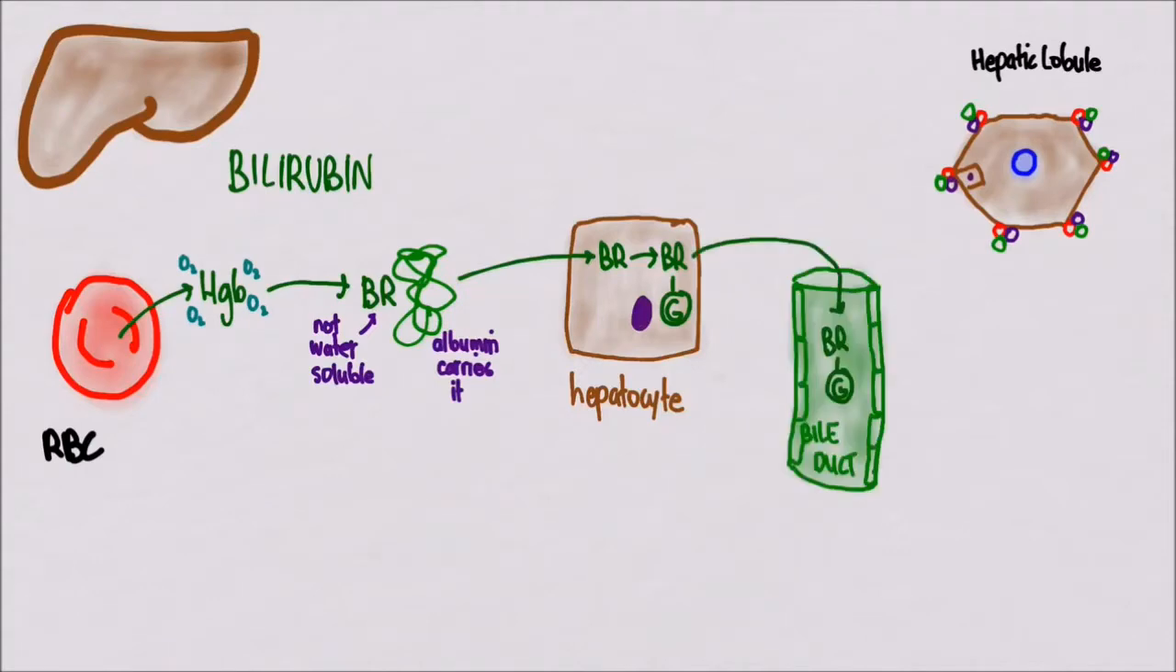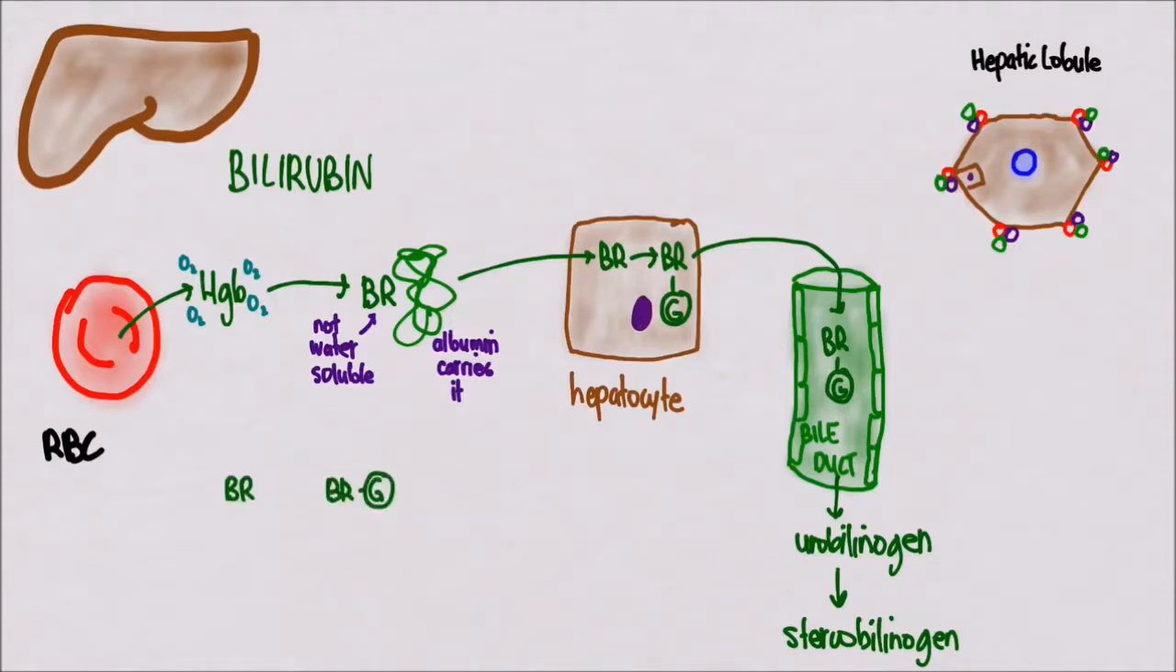Now, this conjugated bilirubin is water soluble and can be excreted via the bile ducts, where it can be converted to urobilinogen, uro like pee, and that's what gives urine its yellow color, and stercobilinogen, where it can go out in the poop, and that's what makes poop brown.